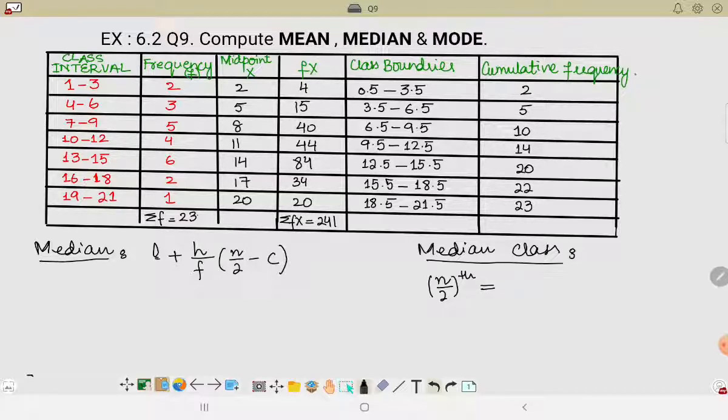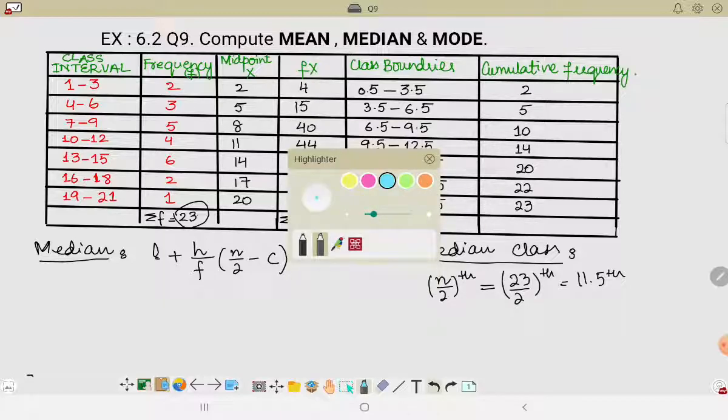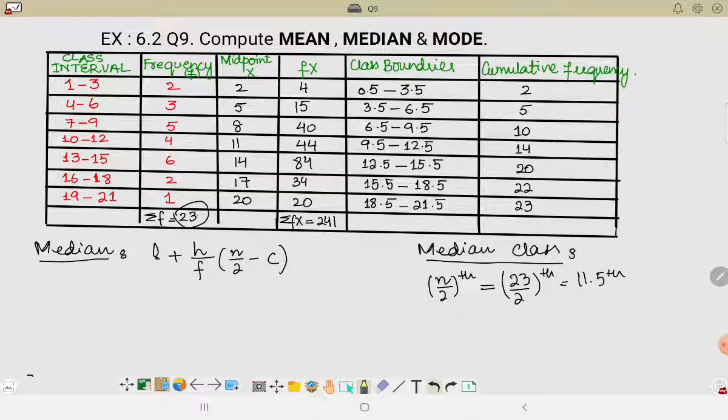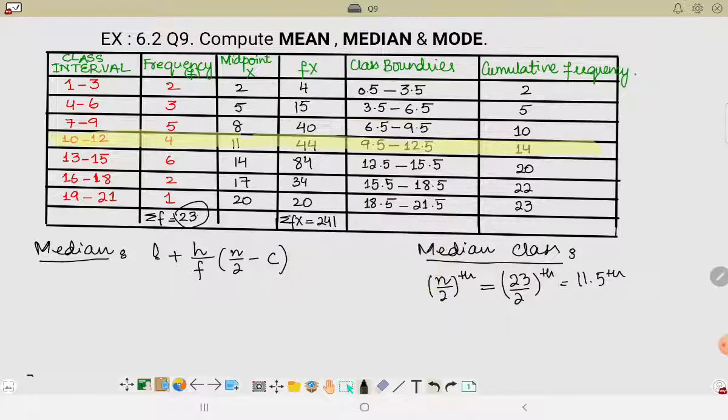ठीक है, n stands for the total number of observations, which you see 23 are the total number of observations. तो 23 divide by 2 अगर हम करते हैं, that comes out to be 11.5th observation. Now we have to find out where 11.5 lies. 11.5, you see clearly, will lie in this range, right? The one I'm highlighting is this range. ठीक है, here 11.5 will lie. So we will be picking the values from this range.